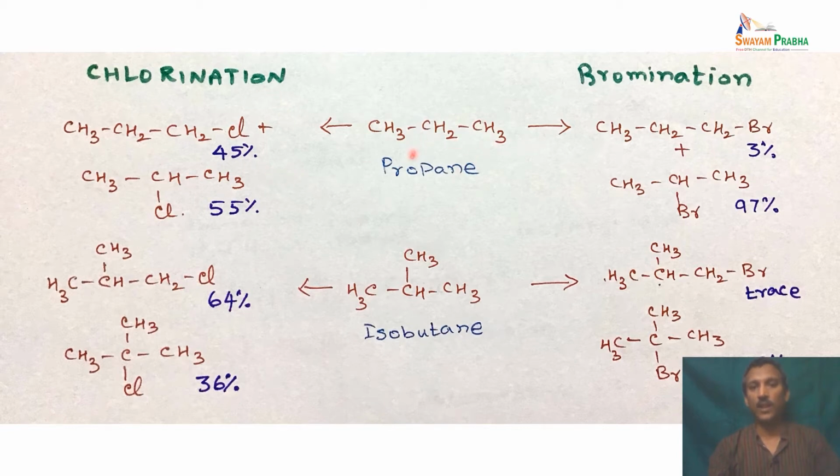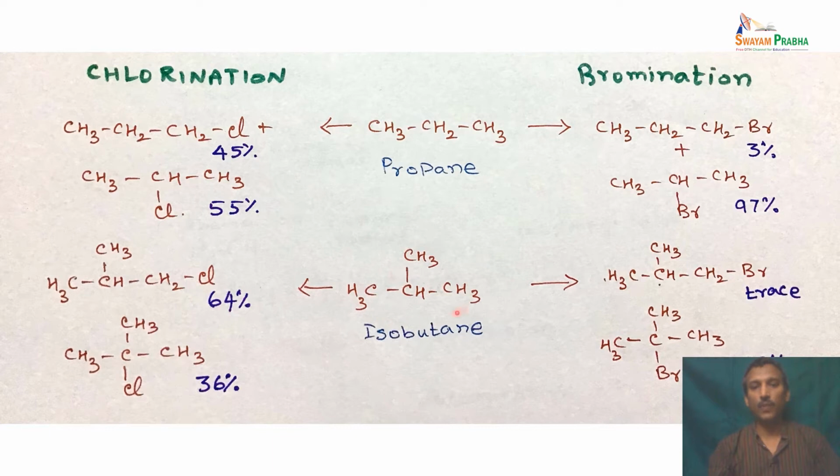But on the other hand, if propane is reacted with bromine, that is, the bromination reaction is carried out, we are getting the primary alkyl bromide in only a very small amount, which is 3%, whereas the secondary alkyl bromide is formed in major quantity, that is 97%.